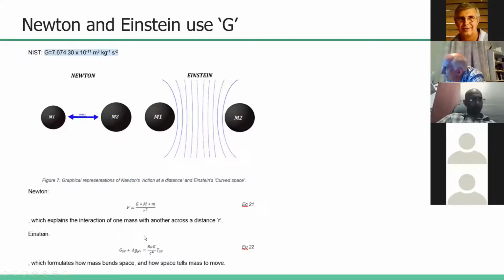In the case of Einstein, some of the interpretations that were given, and you may have heard this, is that mass tells space how to move. In other words, it bends space. And then space tells mass how to move. In other words, mass will follow the curve of space. You may have heard this somewhere else.